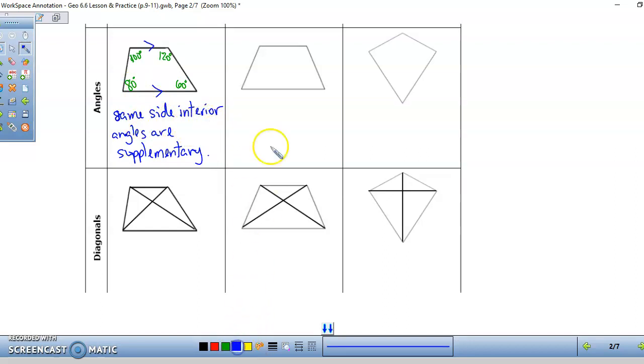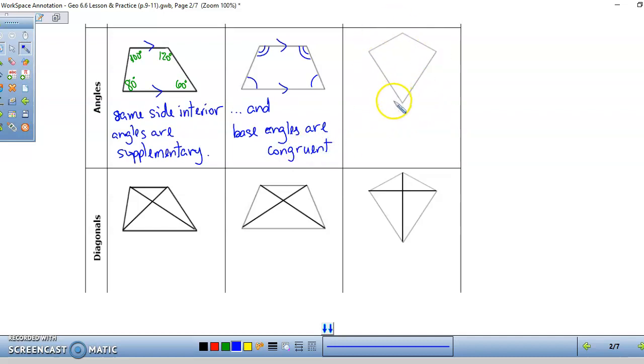Okay, same thing for the isosceles. Because you have the parallels, these are going to add up to 180 and these are going to add up to 180. So this part also applies, but we have an extra piece of information, which is the base angles are congruent to each other, and the other set of base angles are also congruent to each other. So base angles are congruent.